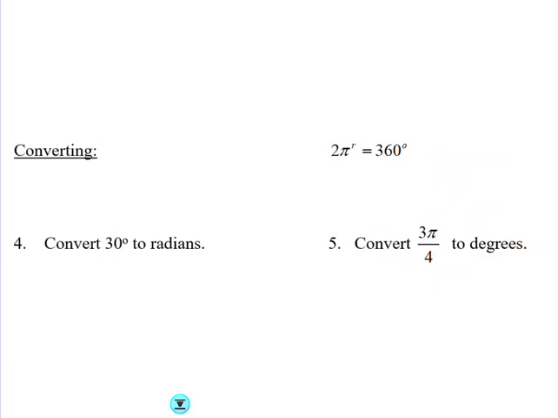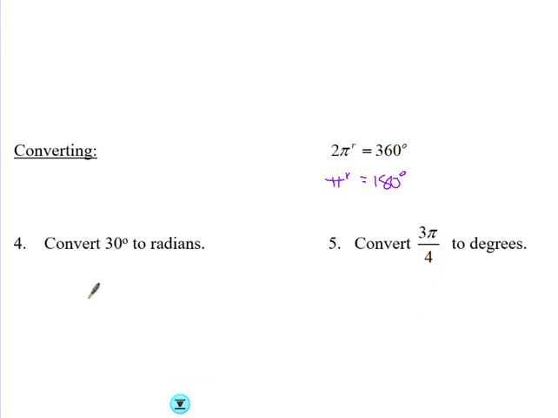Now, let's talk about converting between degrees and radians. We know that 2 pi radians is equal to 360 degrees because those are both one full revolution around the circle. So when I convert between degrees and radians, I'm going to use this and set up a proportion. But I can simplify this a little bit. If I divide both of these by 2, I get that pi radians is equal to 180 degrees.